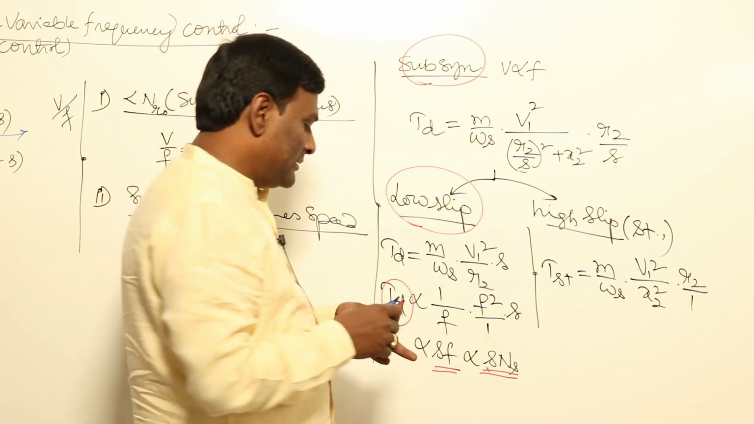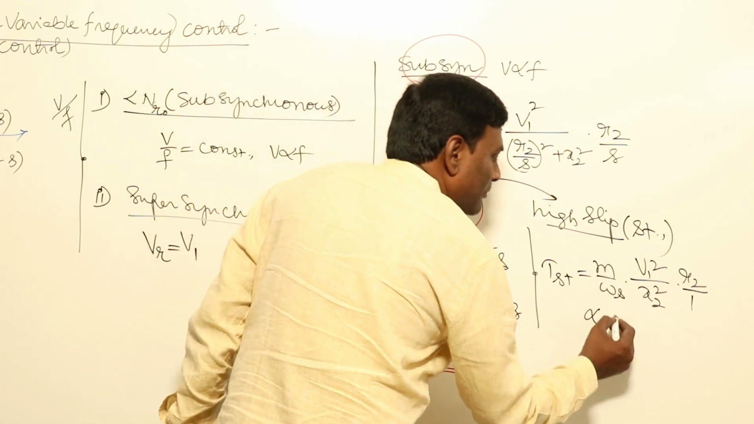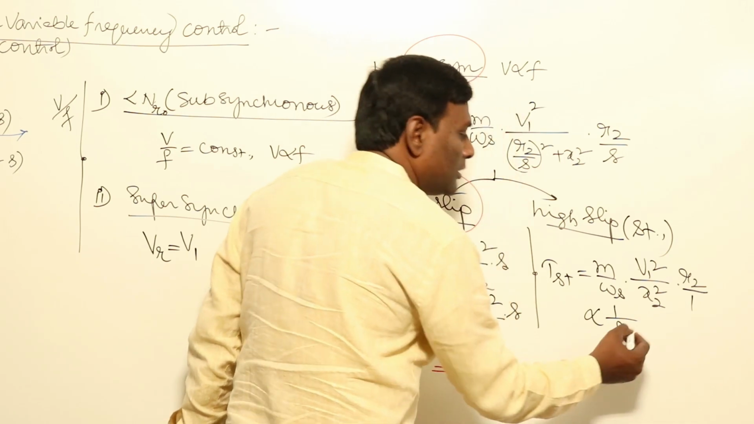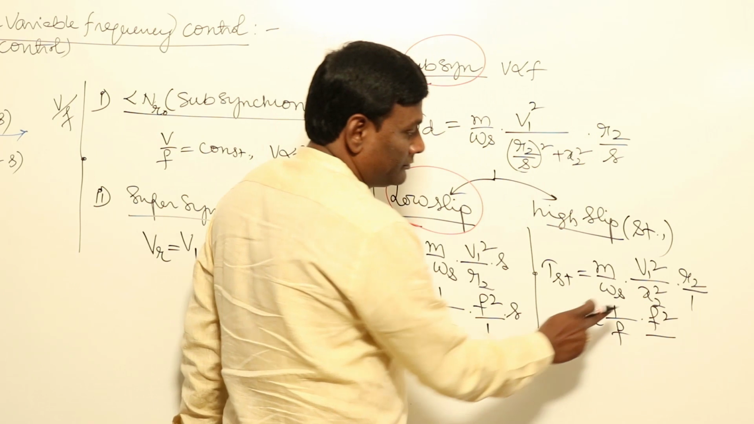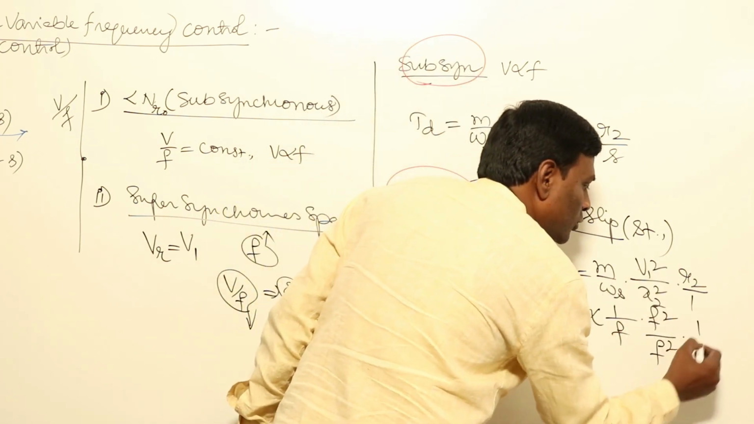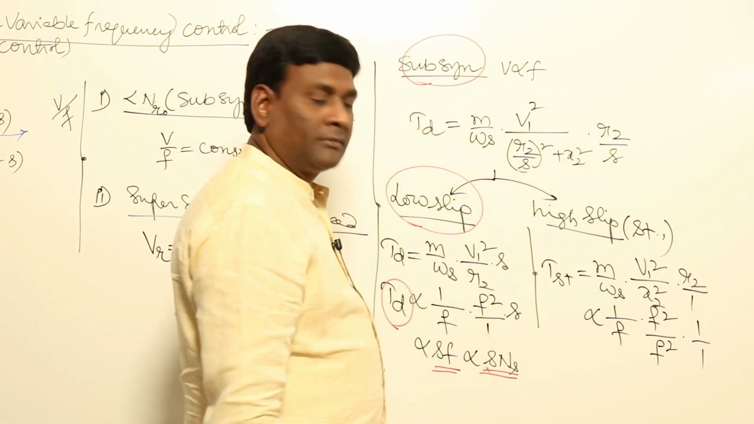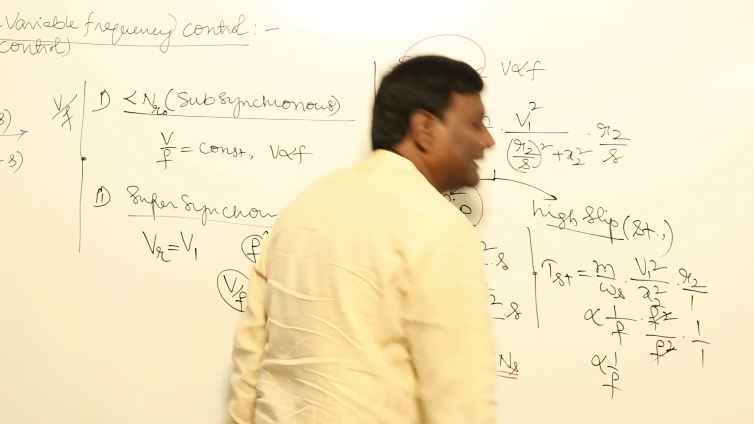Now let us think of starting torque. Starting torque is directly proportional to the number of phases, which we are not going to change, frequency and voltage, which we are going to change, divided by X2. It is directly proportional to frequency square into 1 by 1, so it is inversely proportional to frequency.